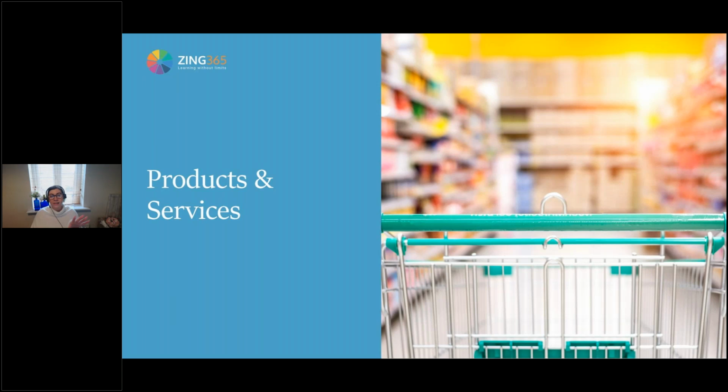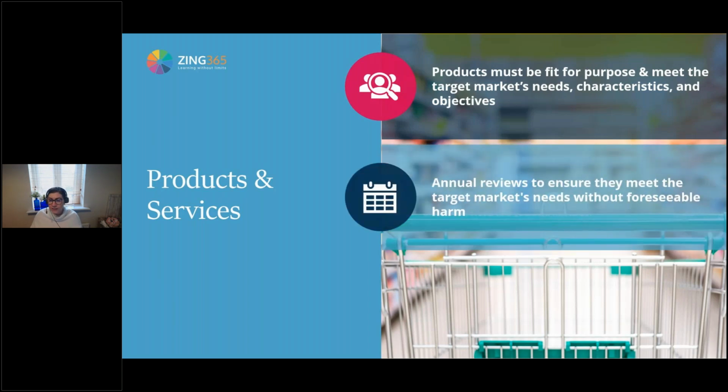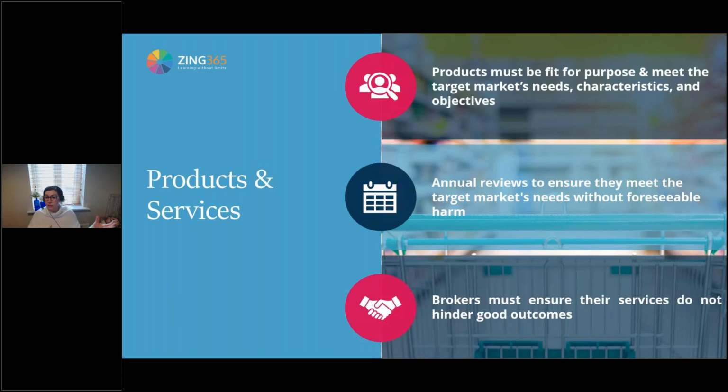So our first outcome is the products and services. So this sort of is reflective of PROD in the FCA handbook. That's the product governance rules. These require insurers to ensure that all retail products are fit for purpose. They meet the needs, characteristics, and objectives of the target market. And that includes any vulnerable clients that are in scope of that target market. And this is so that the customer can actually achieve their financial objectives and avoid harm, because they can only do this when the products are designed for them and distributed with those goals in mind.